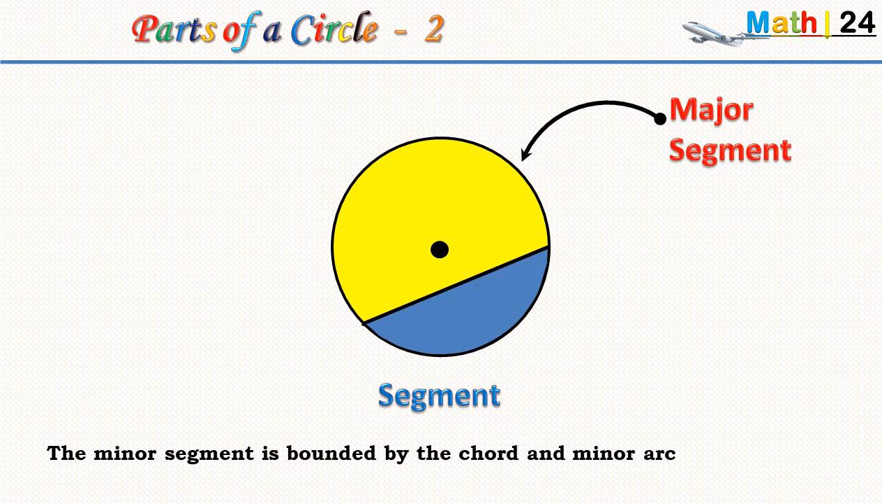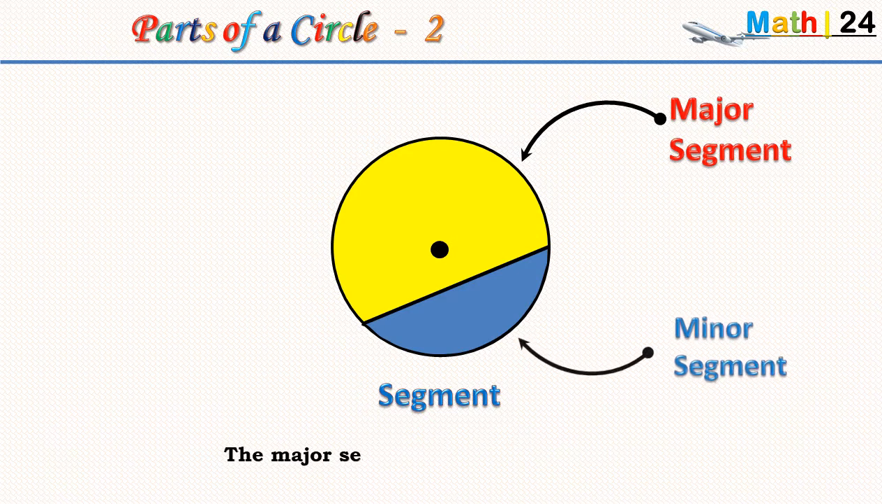Note that if the chord passes through the center of the circle, it divides the circle into two, and in that case, we will talk about a semicircle. Two semicircles make a complete circle.